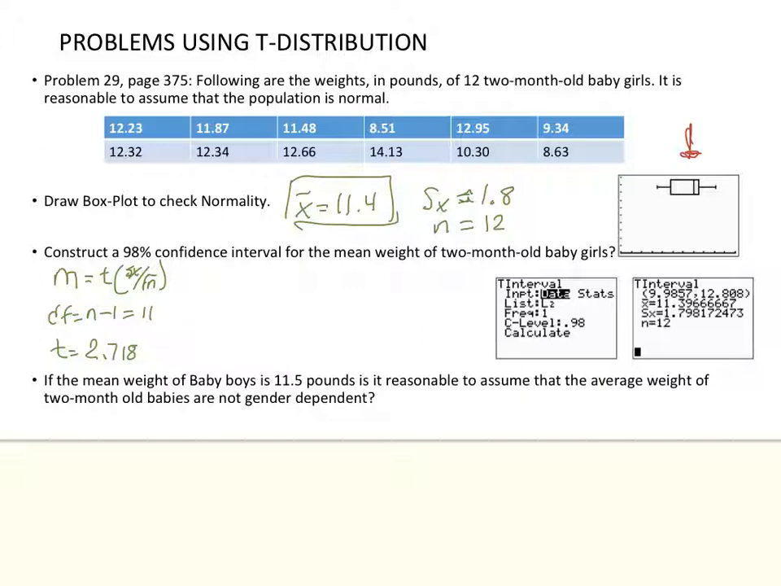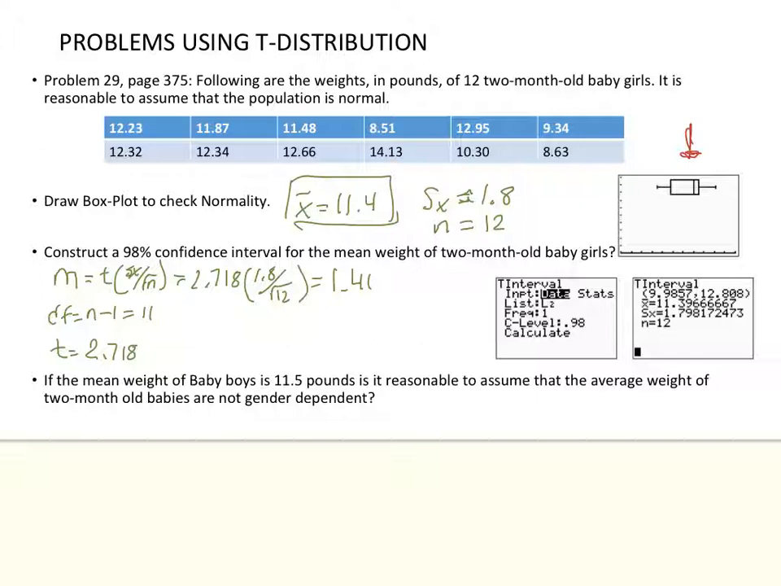So we finish up calculating our margin of error, which is 2.718 times the ratio of our standard deviation, which is 1.8, divided by the square root of 12. And when we do this calculation, we get 2.718 times 1.8 divided by the square root of 12. And we get this to be 1.41.